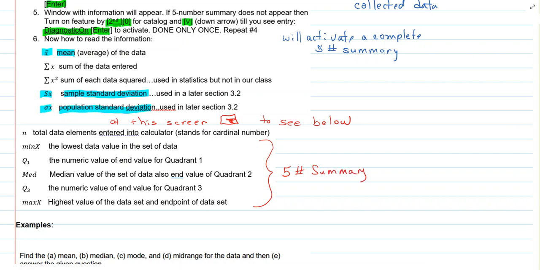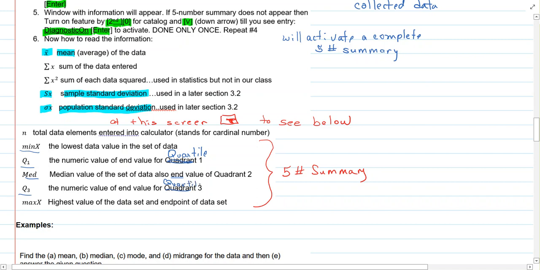All right. Well, in the 5-number summary, we have the lowest value. We have Q1, which stands for quartile, and I put quadrant. Oh, my algebra, right? Quartile 1. The median, Q3 is quartile 3. I'll correct this on my final notes. And max X is the highest value of the data.